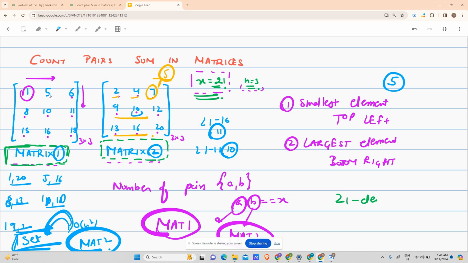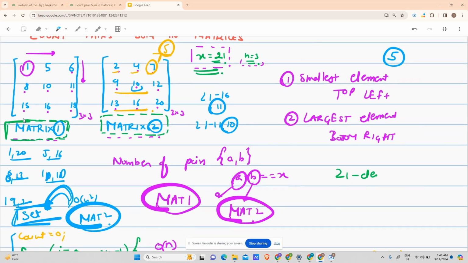Okay. So if I see the pairs, you can see 1 and 20, one was situated here, 20 here, right? Then I moved right. Then I moved right. See, I am drawing the conclusion now. I moved right in matrix 1. I went to 5, I saw 16.